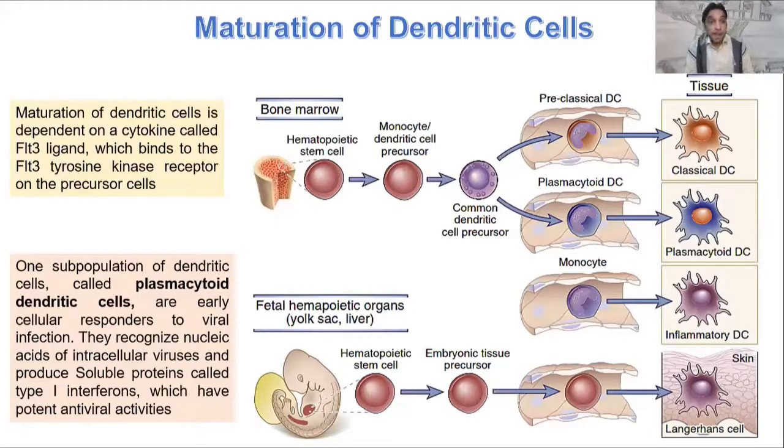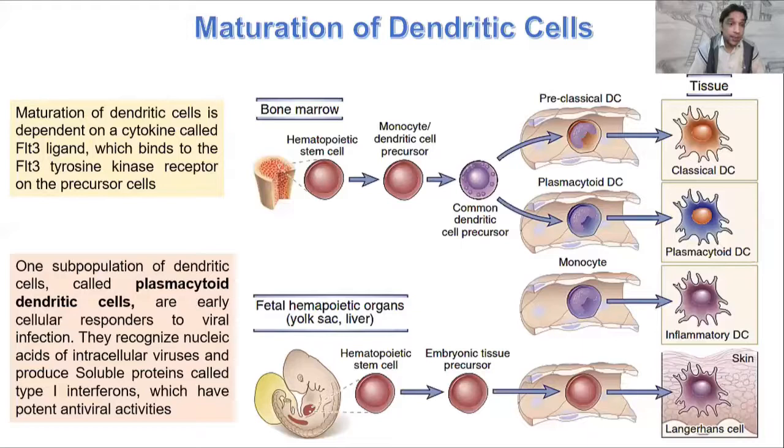One hematopoietic cell will be able to give rise to a common dendritic cell precursor. And that common dendritic cell precursor will be able to differentiate into different types of dendritic cells. One of the types of dendritic cell, or subpopulation of dendritic cell, is called plasmacytoid dendritic cells.